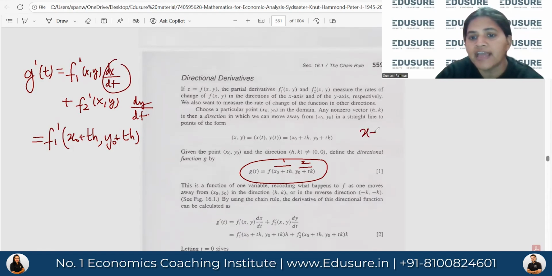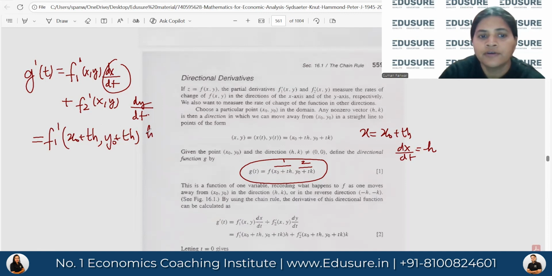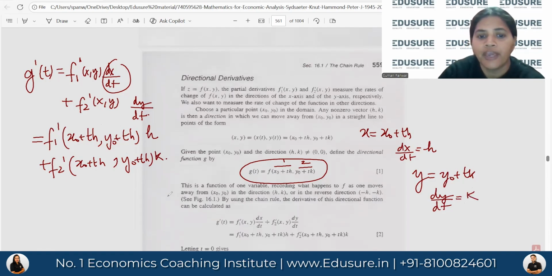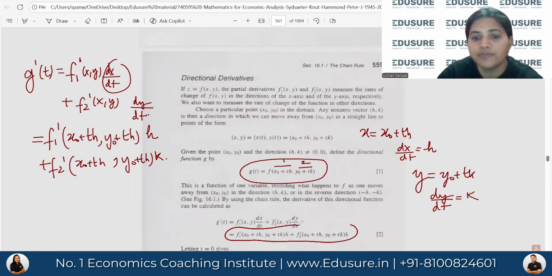So what is my x? x is x naught plus th. So dx by dt will be h, and this will be f2 prime of x naught plus th, comma y naught plus th. And what is my y? y is y naught plus th. So dy by dt will be equal to k. Okay, so this has become the expression for g prime.